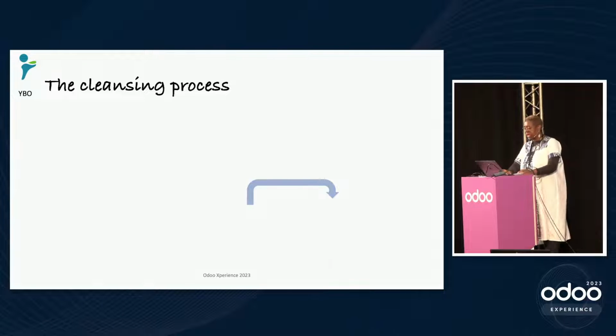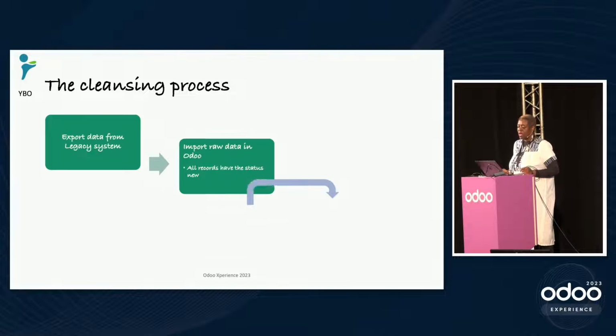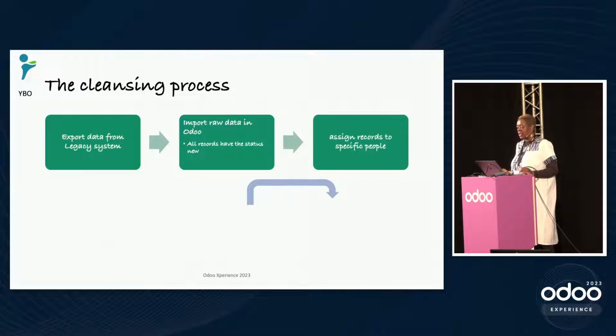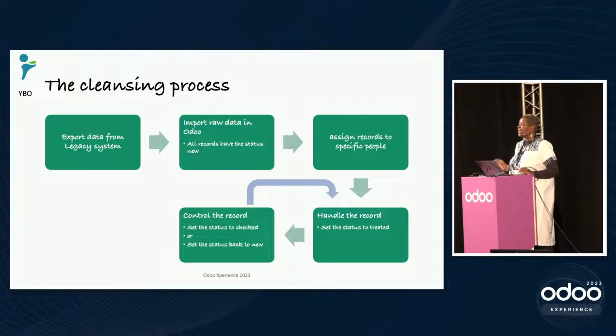So what happened with the cleansing process? The cleansing process changed because we were, of course, exporting, etc. But then we were treating the records and setting the statuses. If we checked the data and it was not correct, we could send the status back, and over the chatter, we were able to say to the user, okay, you have to redo this, and we send the status back to new.